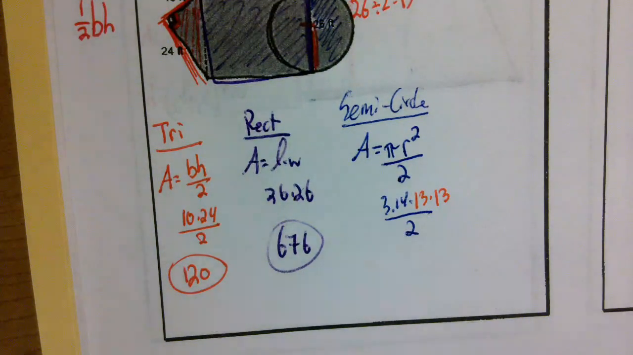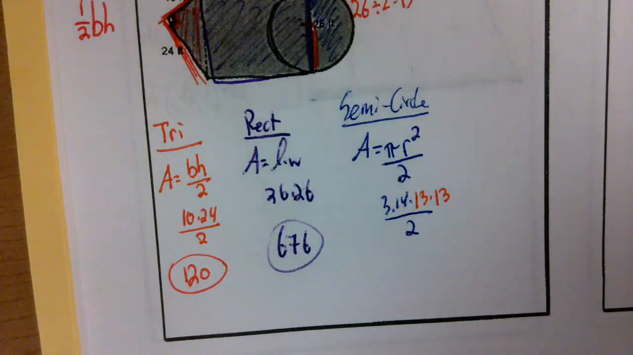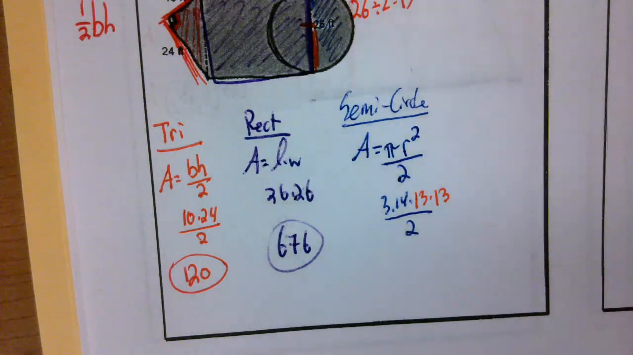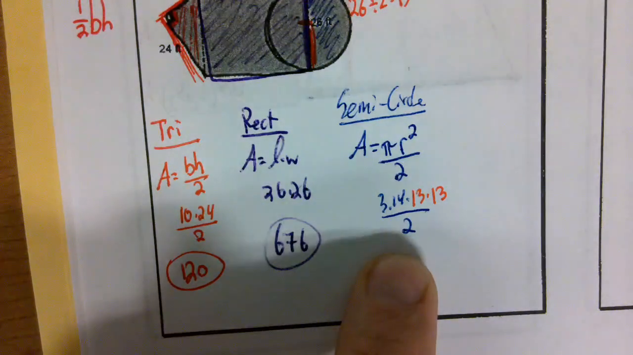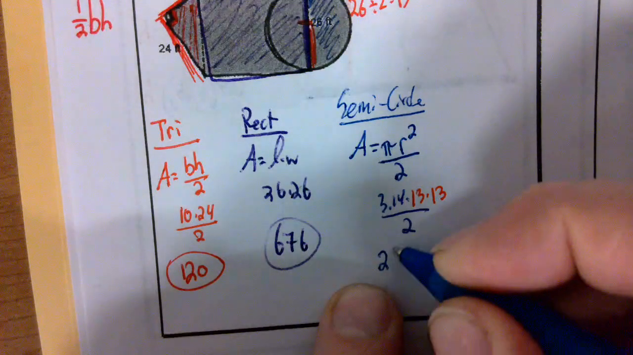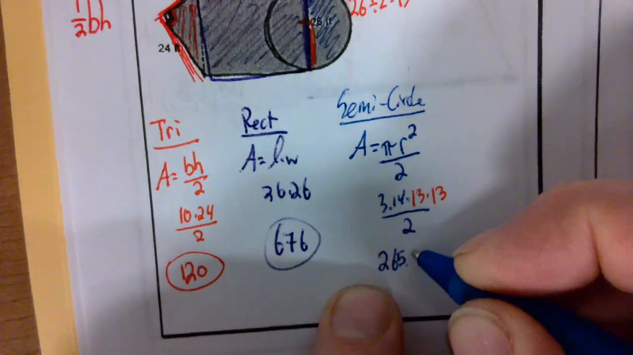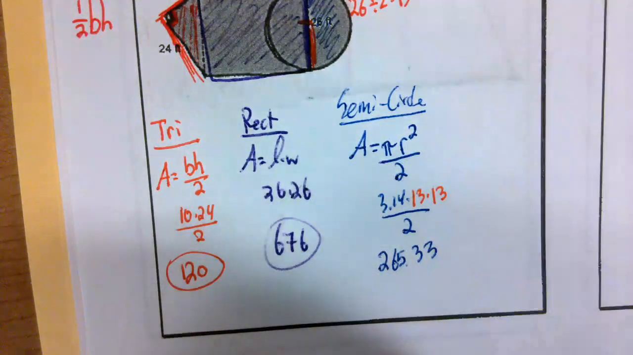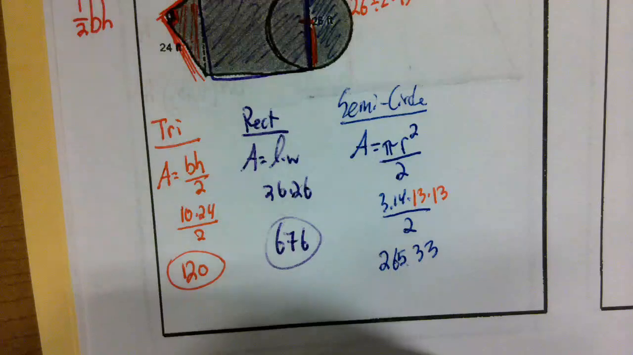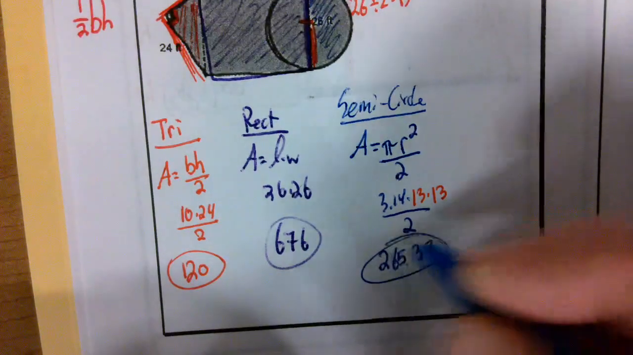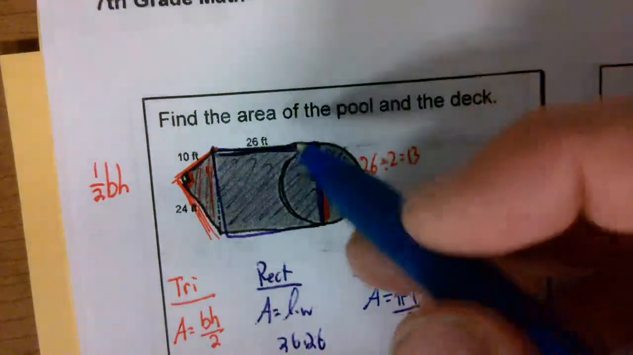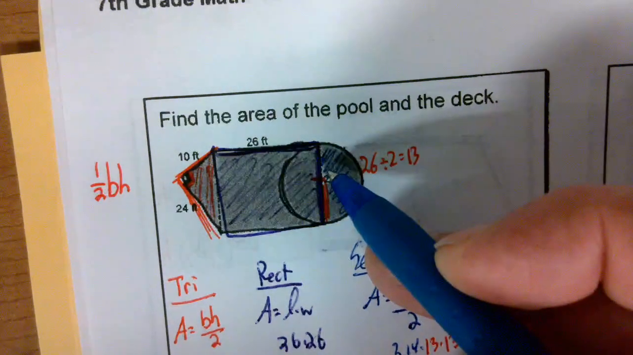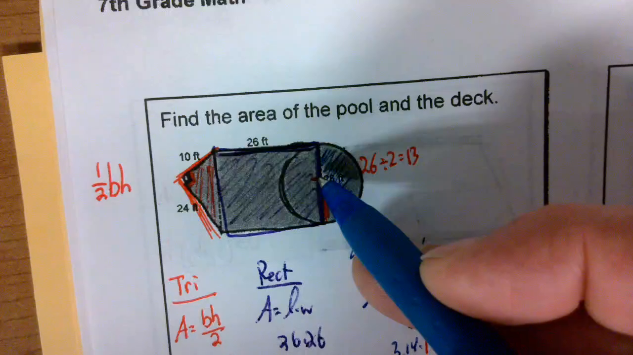So now you type that into your calculator. 3.14 times 13 times 13. Hit equals. Don't write that down. Then divide by 2 because it's a semicircle. That gets us 265.33, 265 and 33 hundredths. Circle that on up. Let's go back to our figure. Have I gotten every individual shape in there?